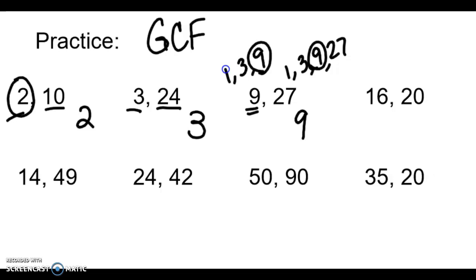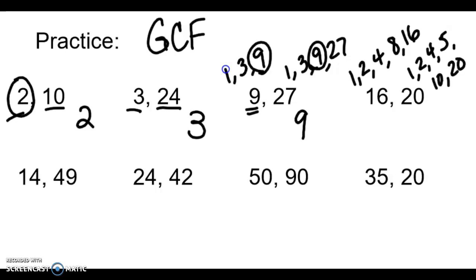I'll do one more and then you're going to do the next row. 16 and 20. If you know your multiplication facts, you can probably come up with it or start listing them out. Factors of 16: 1, 2, 4, 8, 16. Factors of 20: 1, 2, 4, 5, 10, 20. Until you find the biggest one that they share. Looks like 4. So 4 would be my GCF.